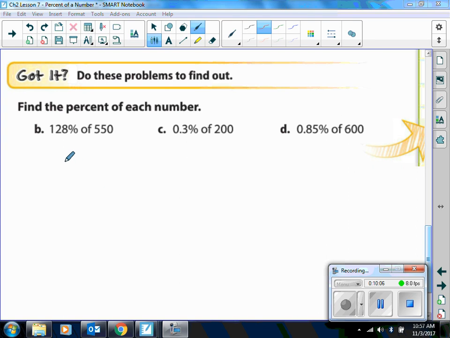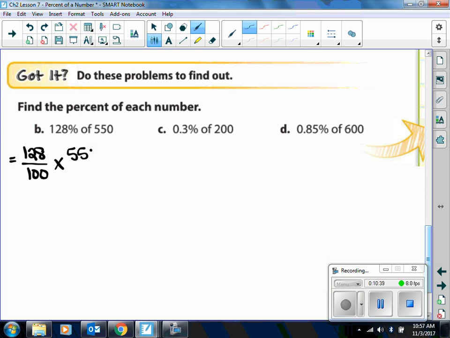So let's do these got it problems. Here, let's do the first one as a fraction, okay? So we have 128% of 550. Is that going to be more than 550 or less? That's going to be more. Very good. So let's go ahead and write the 128% as a fraction. So 128 over 100. And the "of" of course means multiply. And we're going to multiply that times 550. And again, you can put that over 1 if you'd like. And now we can simplify before we multiply.